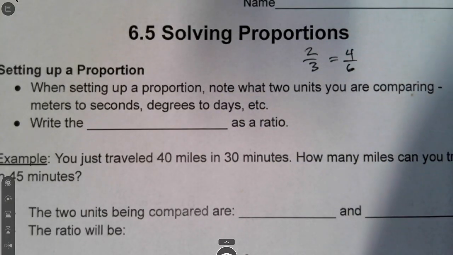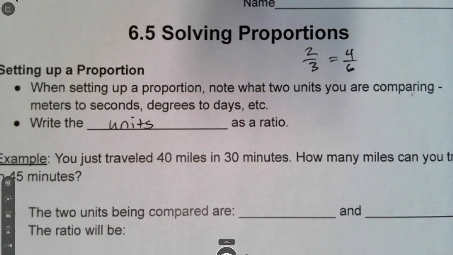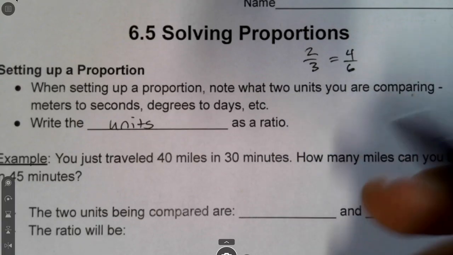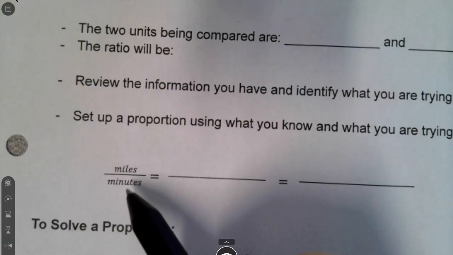So, to set these up, we'll want to write the units we're dealing with as a ratio. And remember, ratio just means fraction. So we'll work on it down here, but that's what I'm talking about, like miles to minutes. So we set it up as a fraction.